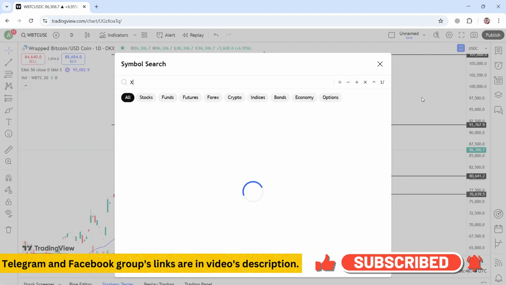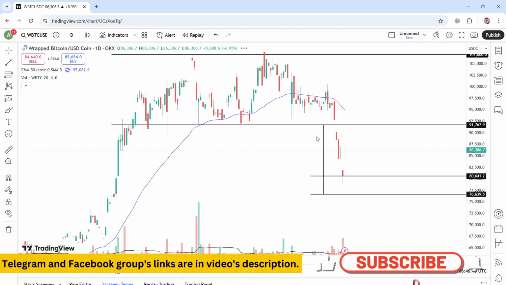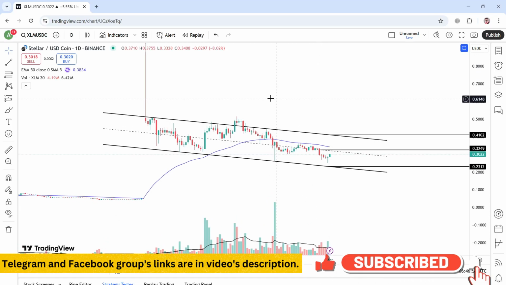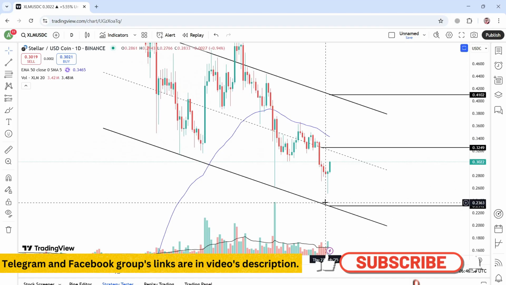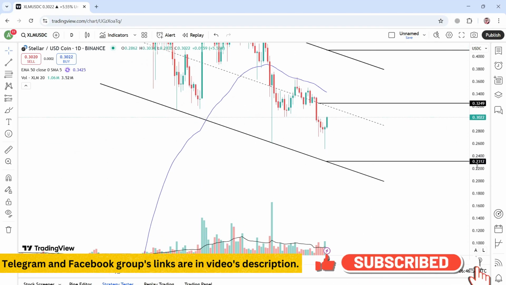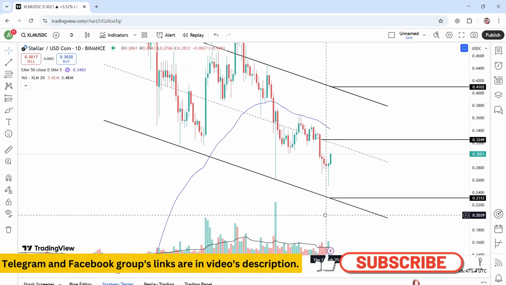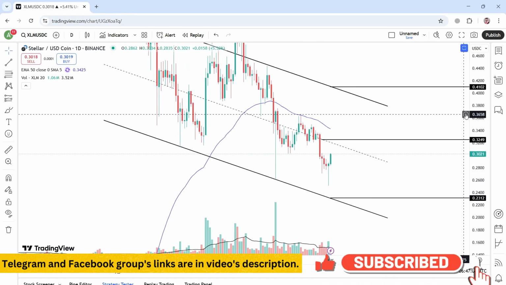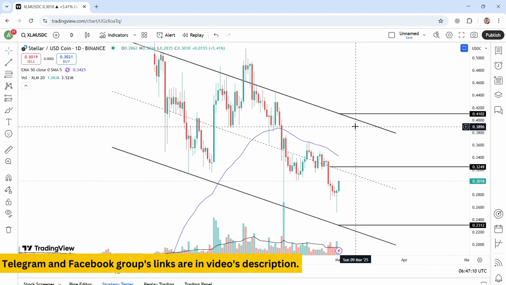The next coin is XLM. So if we look at XLM against USDC on the 1 day time frame, currently it is consolidating in a channel formation where the support of this channel formation is at 0.2312. That is the trend line support of this channel formation, and it has a resistance of 0.4102. That is the trend line resistance of this channel formation.